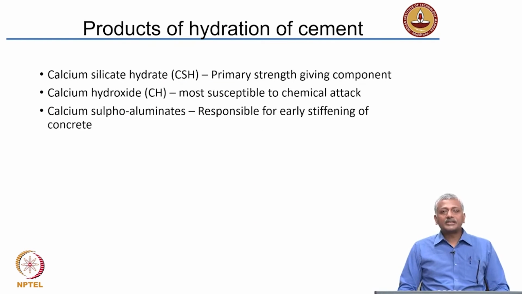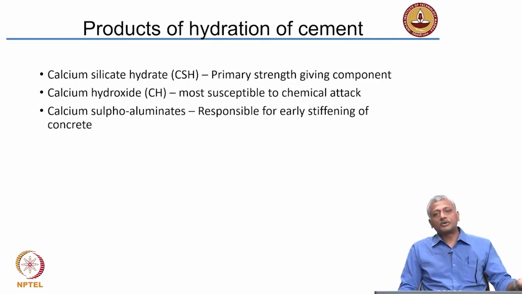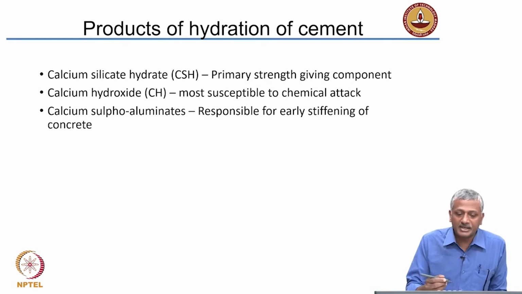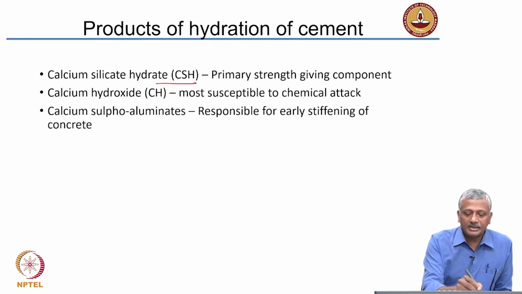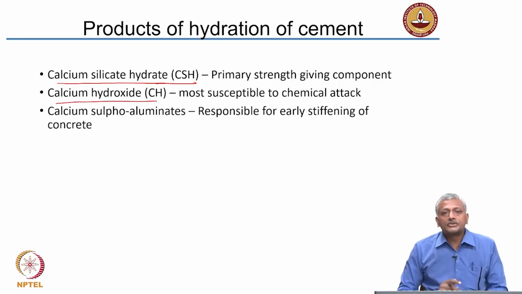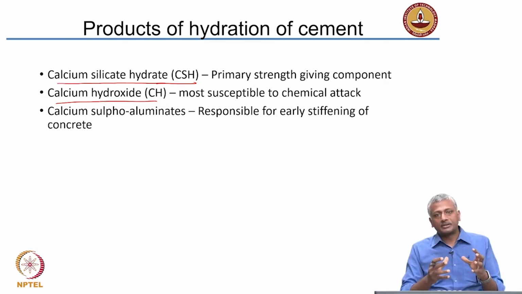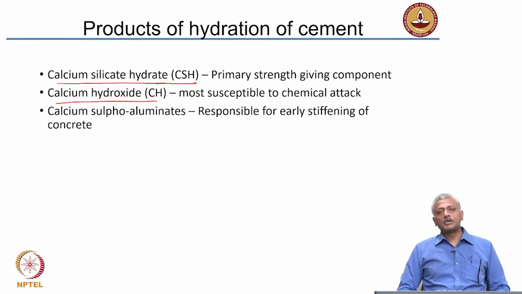Now, what does the reaction of cement with water produce? The calcium silicates obviously have to produce some calcium silicates. The calcium aluminates have to produce some calcium aluminates. So, let us see what it produces. The calcium silicates basically end up producing calcium silicate hydrate, CSH, and calcium hydroxide. They produce solid components called calcium silicate hydrate and calcium hydroxide. Both these solid components fill up the volume that was previously occupied by water.